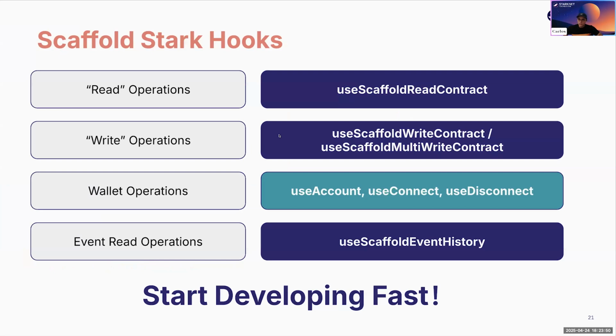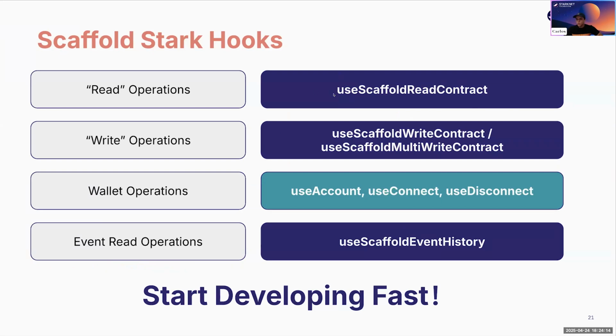And then we go into Scaffold Stark hooks. Scaffold Stark hooks are very similar to Scaffold ETH hooks, and they are wrappers on starknet-react. For example, we have this Scaffold read contract, write contract. We have special hooks that starknet-react doesn't have, for example, the multi-write contract and the event history. So we built this by ourselves.